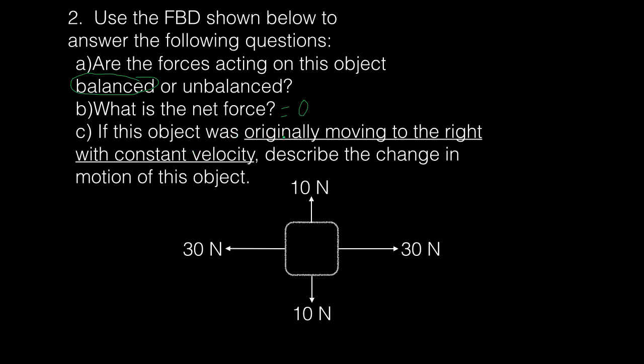And if this object was originally moving to the right with constant velocity, describe the change of motion of this object. So this object was going to the right at a constant velocity, and now all the forces that are acting on it are balanced, so there's going to be no change in the motion. It's going to continue to move to the right at constant velocity. So it remains moving right at constant velocity.